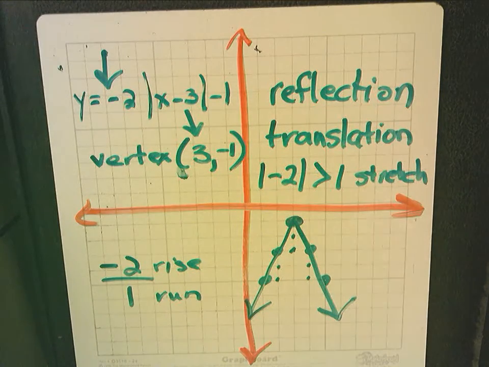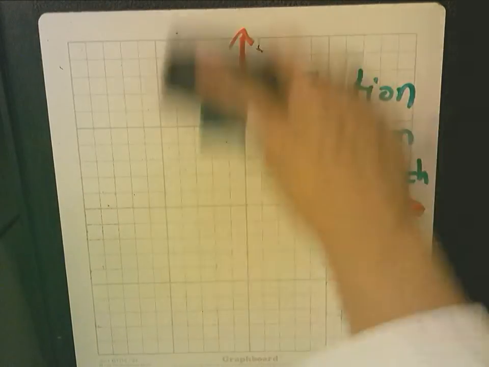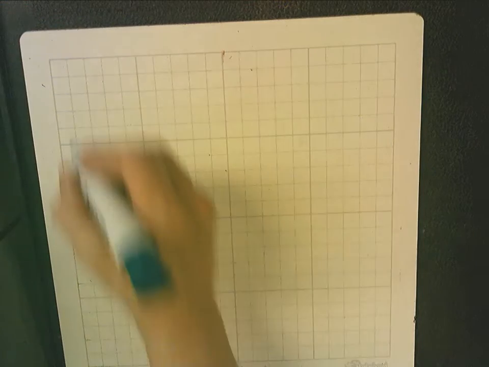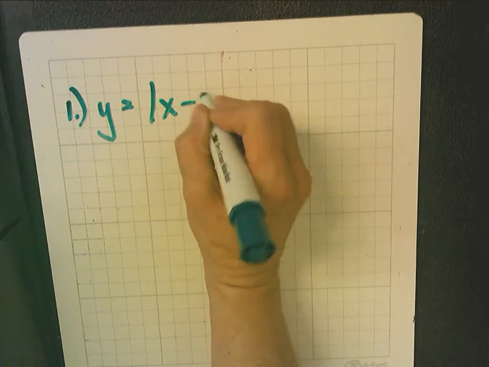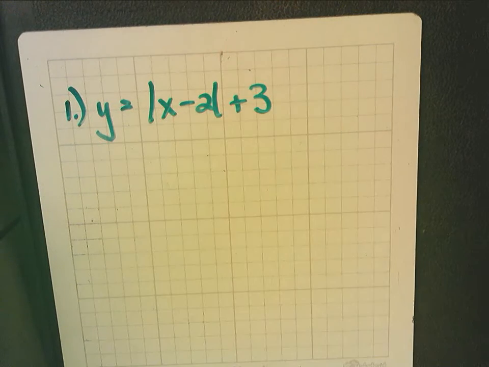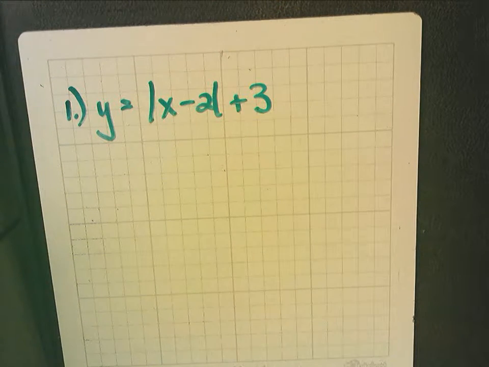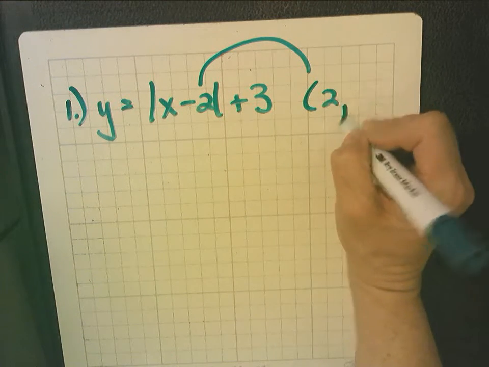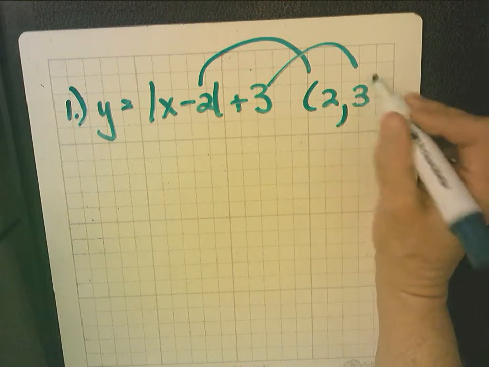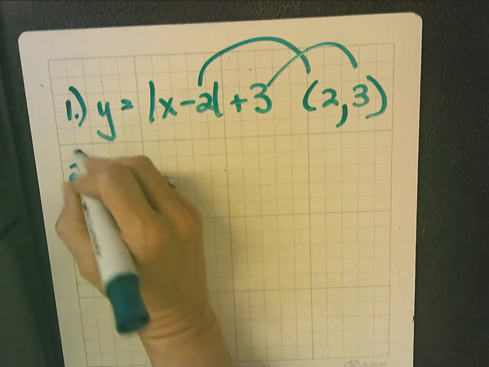Okay? So now, let's turn to page 29. And let's practice getting the vertex. Number 1 was y equals the absolute value of x minus 2, plus 3. So I want you to try to figure out that vertex. I do the opposite of -2, which is 2, and then 3. So that vertex is (2, 3).